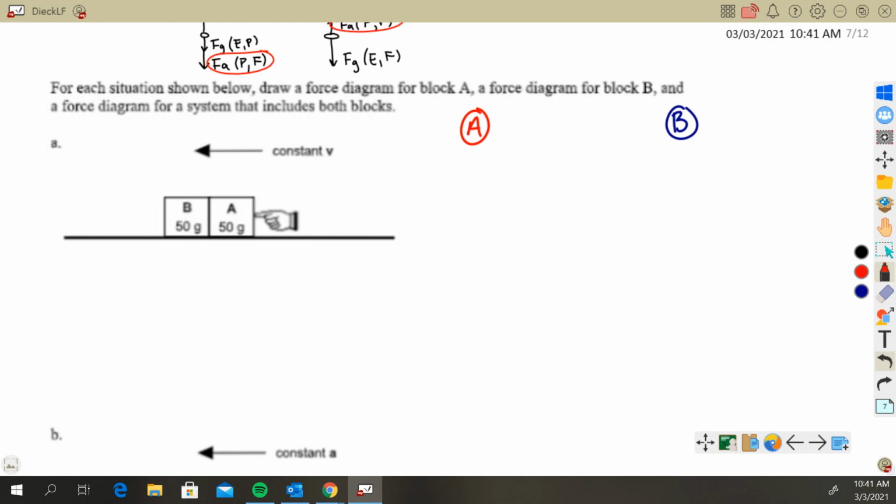So for block A, there is a force of gravity downwards. Because we know that it's 50 grams, 50 grams is the same as 0.5 newtons. So our force of gravity downwards is going to be 0.5 newtons. Earth is dealing that, and block A is feeling it. Do we agree?